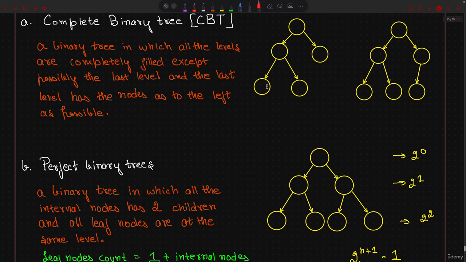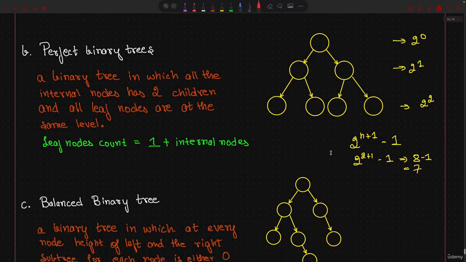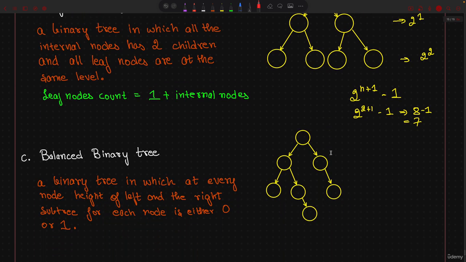A complete one can just have everything towards the left in the last level. Perfect, everything should be completed at each level. It should have all the leaf nodes at each level. And last, not the least, balanced, where the difference between levels at each node should not be greater than 1. So that is all the division which we get on the completion of level.